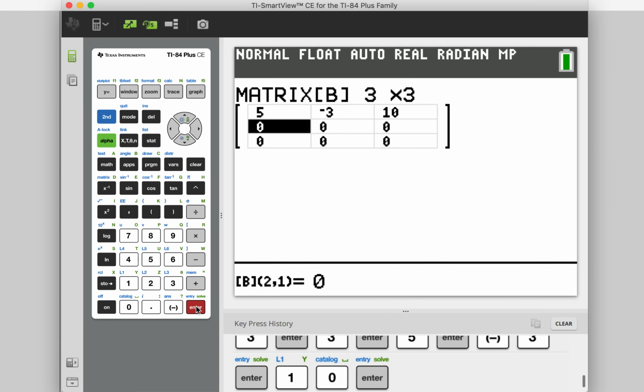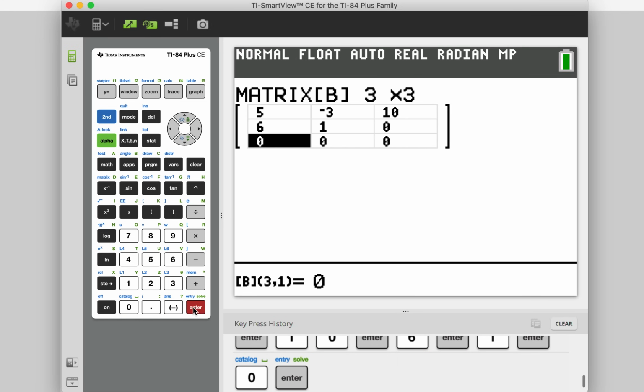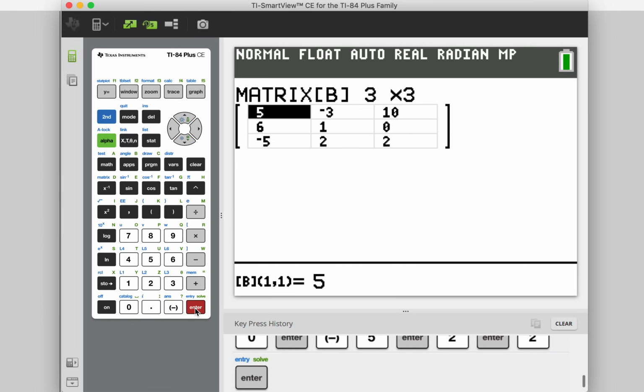And then my next row is 6, 1, 0. And then I would have -5, 2, and 2. Okay, so now I have matrix B entered. Once you have it entered, once again, go ahead, go second quit.